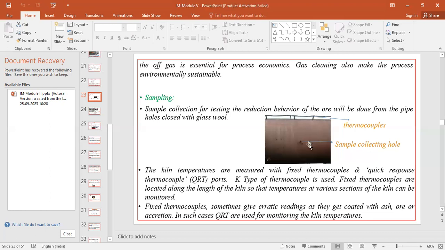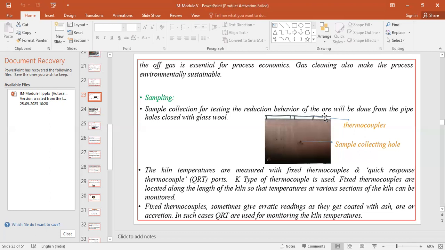Also, apart from this particular sample collection hole, you can see thermocouples which are inserted at different locations across the length of the kiln. The kiln temperatures are measured with fixed thermocouples, and there are also quick response thermocouple, that is QRT, ports. This K type of thermocouple, whatever we use, is fixed at different locations to study the thermal profile of the kiln.